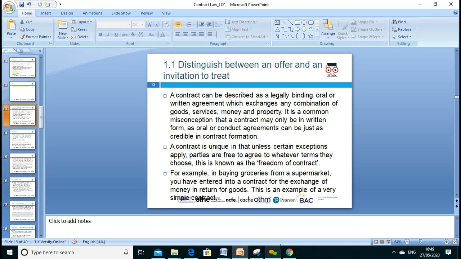A contract is unique, unless a certain exception applies. Parties are free to agree whatever terms they choose. This is known as freedom of contract. So for example, when buying groceries from the supermarket, you enter into a contract for the exchange of money in return for the goods. Yes, and this is an example of a very simple contract.